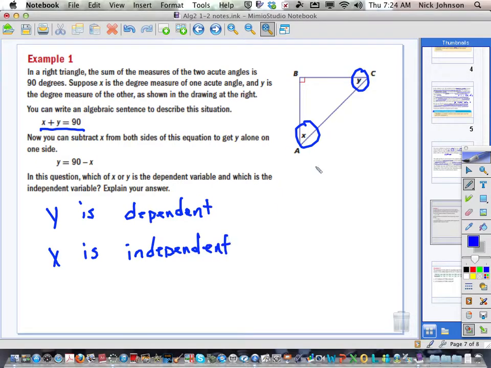So if I told you x was 70, the independent variable, which stands alone, you can now tell me that y is 20, because both these have to add up to 90.